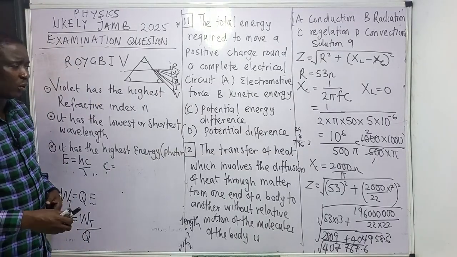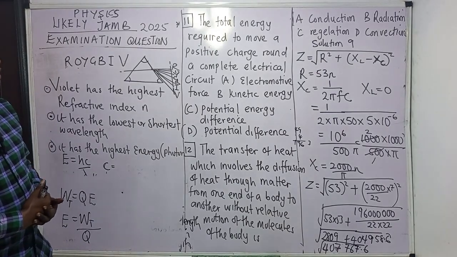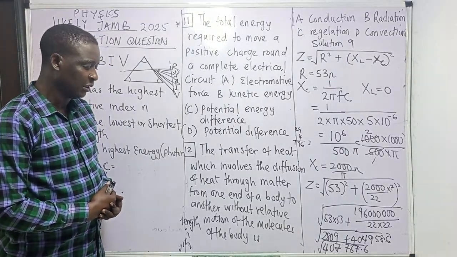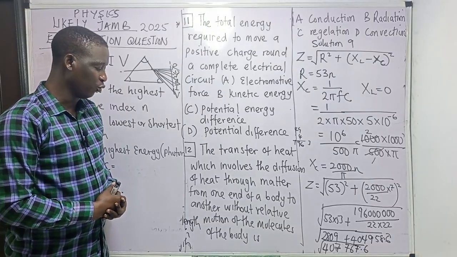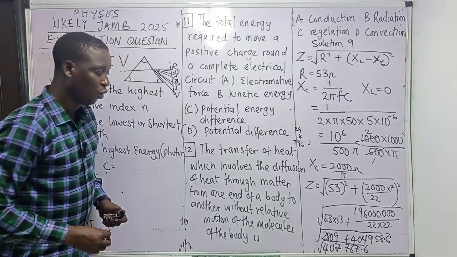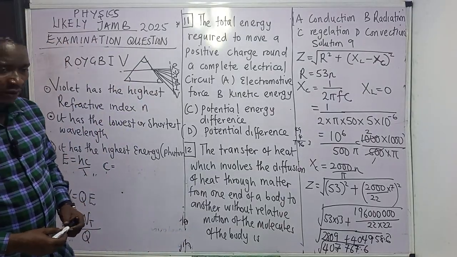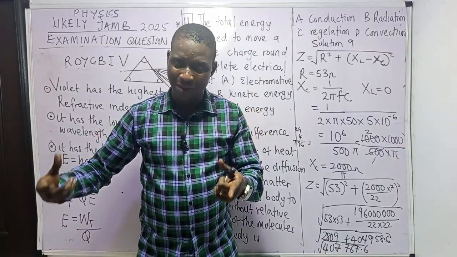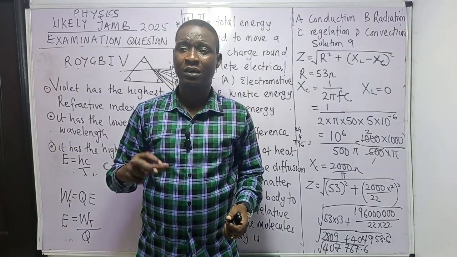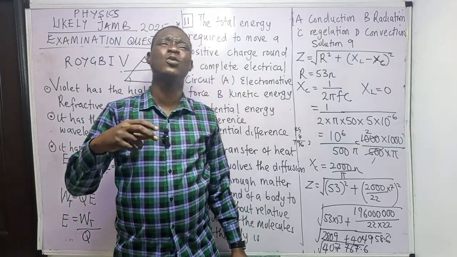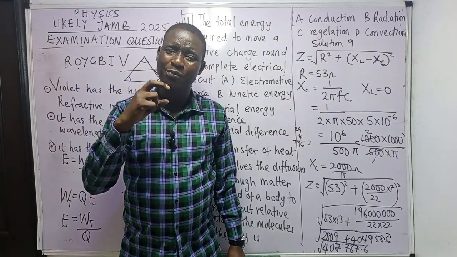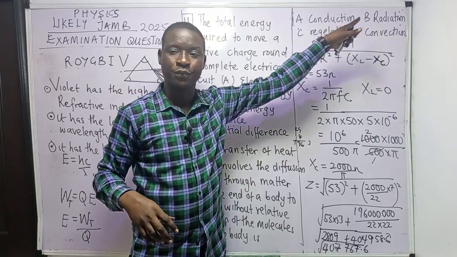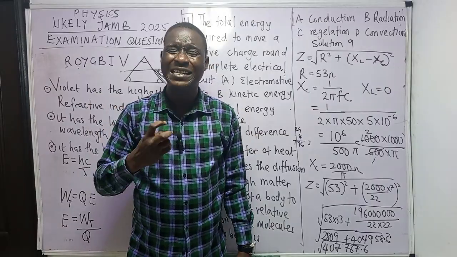Now let's move to the next one. They said the transfer of heat, which involves the diffusion of heat through matter from one end of the body to another without relative motion of the molecules of the body is dash. Now when there is a transfer or diffusion of heat from one end to another of matter without the medium itself moving, you call it conduction. Then when a body is traveling through space, through vacuum, we call it radiation. That does not require a medium for heat propagation.